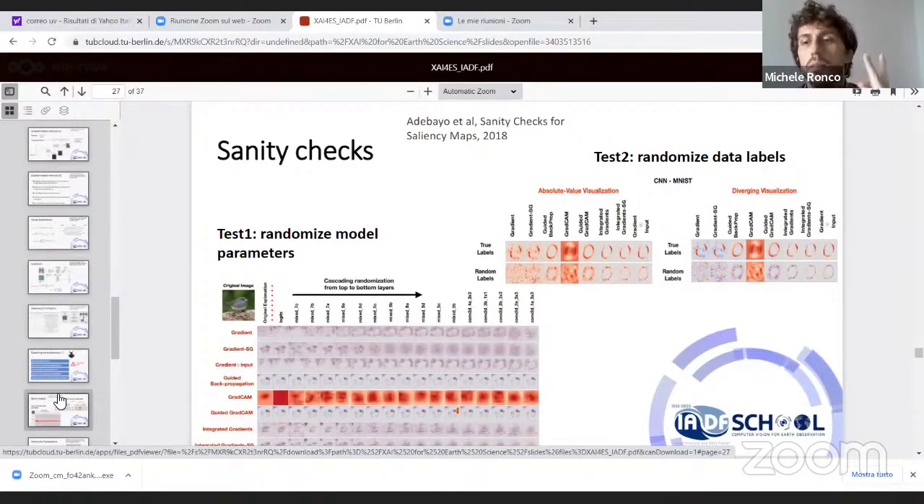And basically, the two main checks that they do are, the first test is to randomize the model parameters. So you have your trained model whose parameters have been optimized, minimizing a certain loss for classifying images, for instance. And then you randomize them, and then you look at the explanations using different methods when the model's parameters have been randomized. So the output of the model is completely random. And then you try to explain this random output. And then you compare the explanations obtained on the original model, the one that has a good accuracy, and the one that is instead completely broken because the parameters are random.